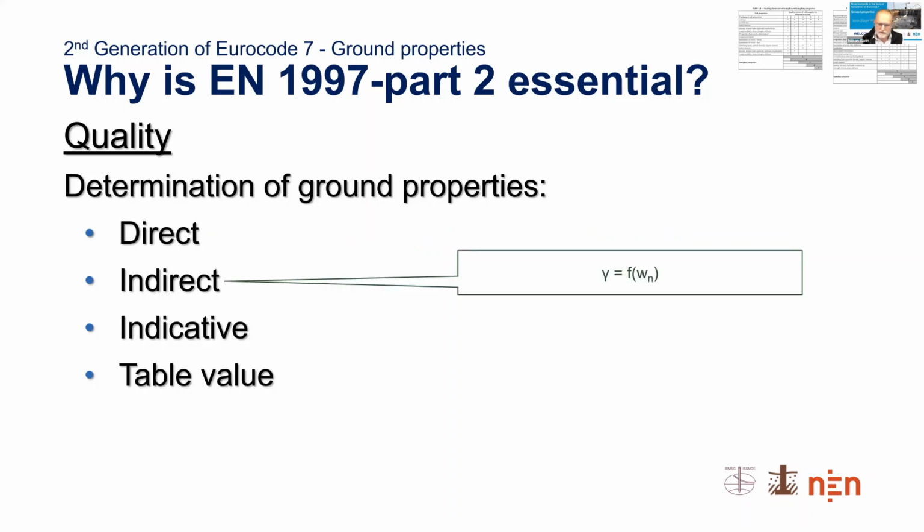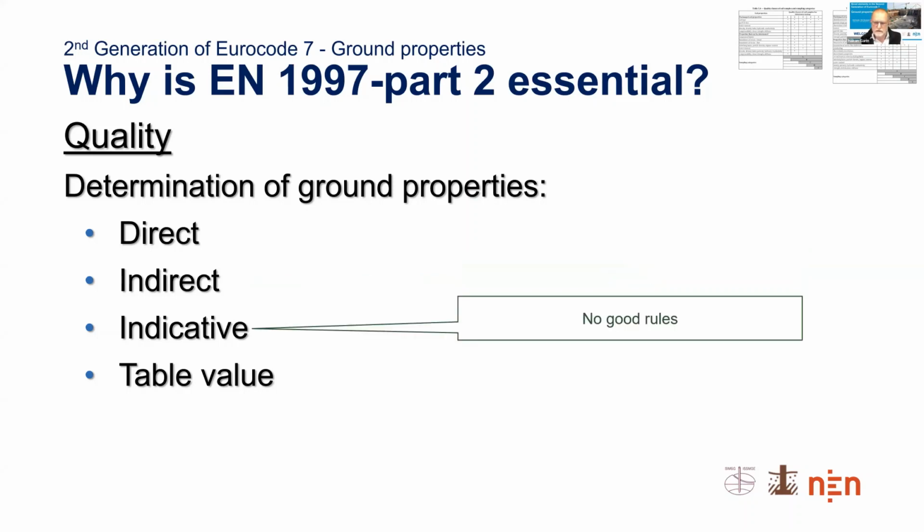An indirect determination is maybe a function of the water content, but then you need to assume, for example, the density of the material, the dry density, etc., minerals. But it's a function of the water content. That's an indirect method to determine the density.